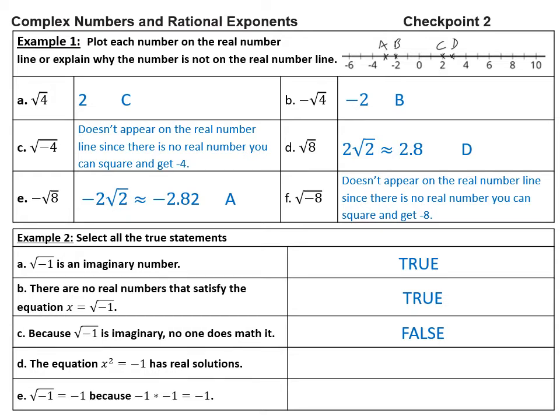The equation x squared equals negative 1 has real solutions. False. It has imaginary solutions. And square root of negative 1 equals negative 1 because negative 1 times negative 1 is negative 1. That is false. Negative 1 times negative 1 is positive 1.